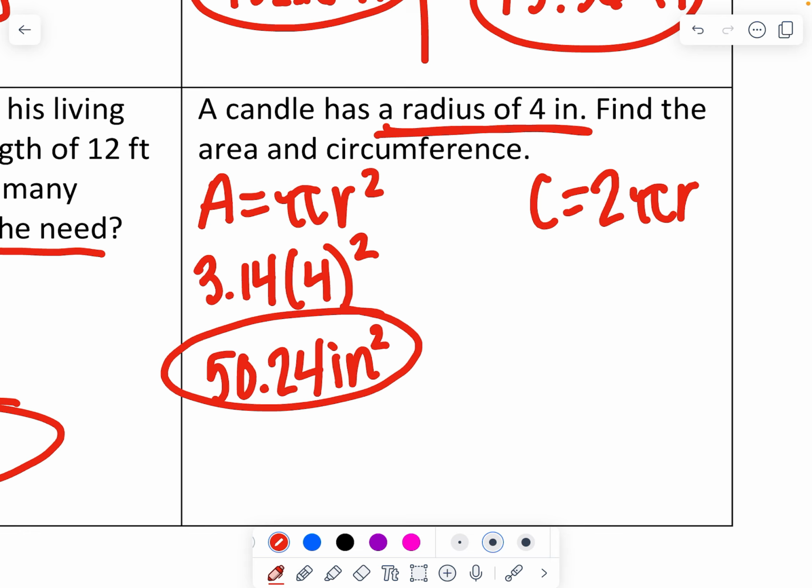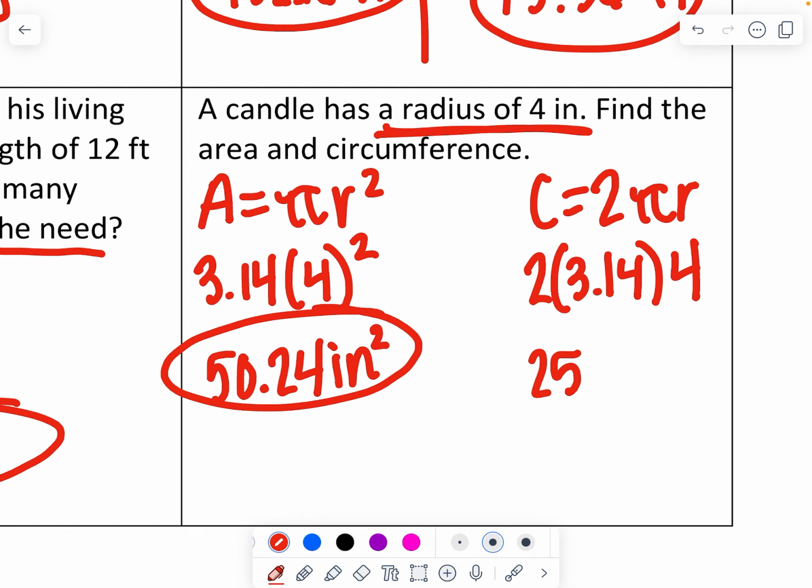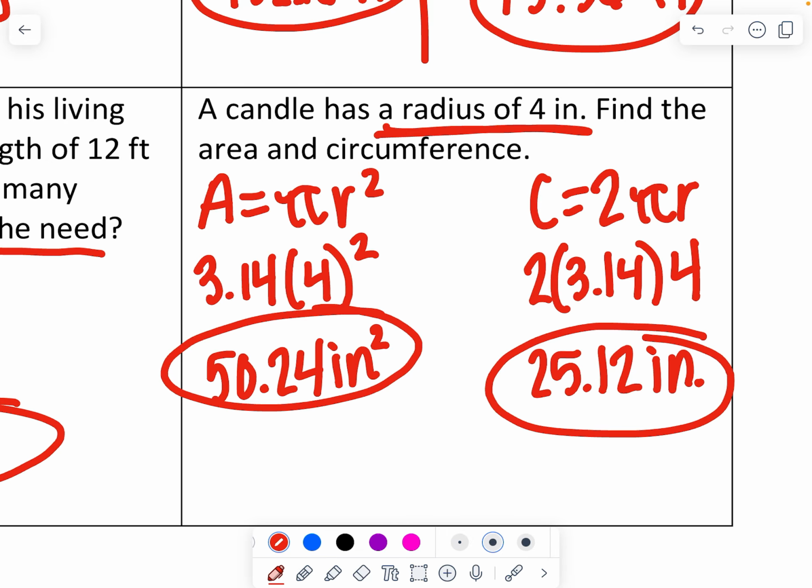And then last thing for circumference, we have 2 times pi times r, so we keep the 2. Pi is 3.14, and then our radius is 4. So you would do 2 times 3.14 times 4, and you would get 25.12, and this one would just be inches. And we're done.